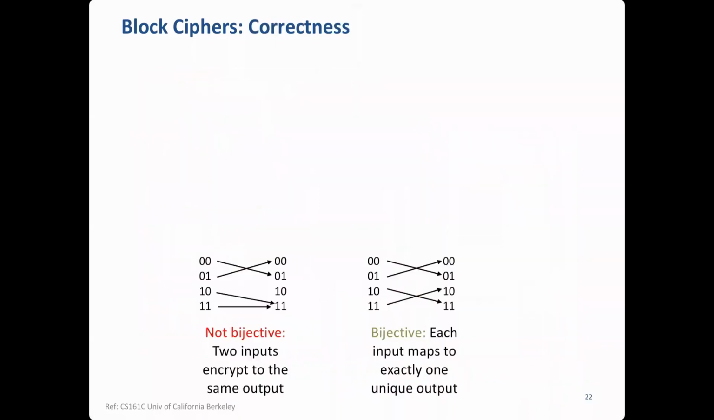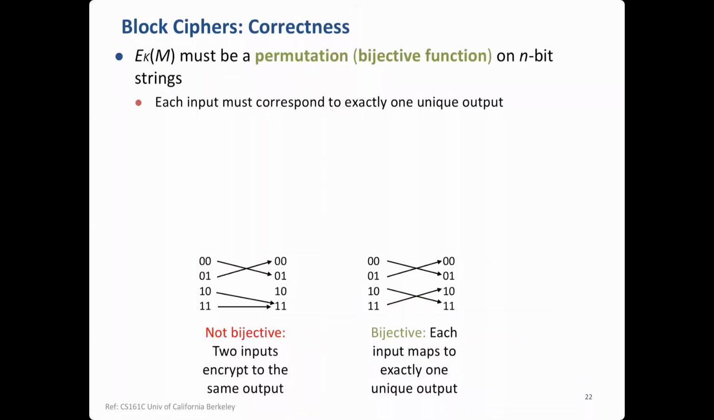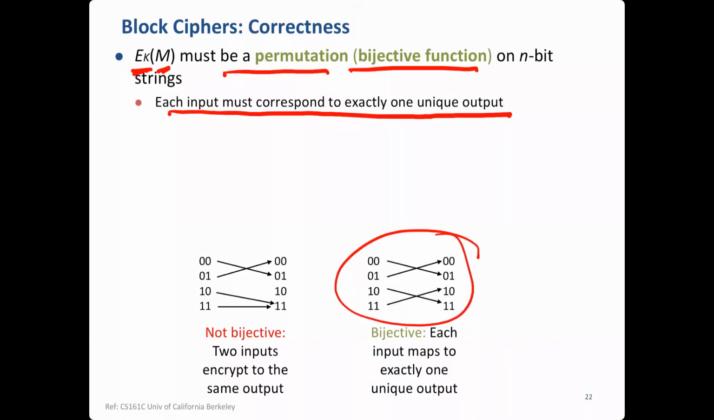Okay, if you have done the graph theory course, you can understand this slide easily. EK, that's encryption using key K of message M, is a permutation, which is a bijective function, right? It means that each input must correspond to one unique output. One of these is bijective, another is not. This one is bijective because it is a one-to-one mapping. This is not bijective because it's a many-to-one function. So the encryption function should be a bijective function.